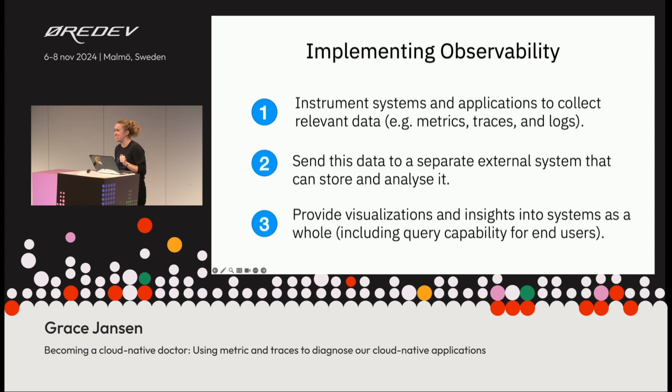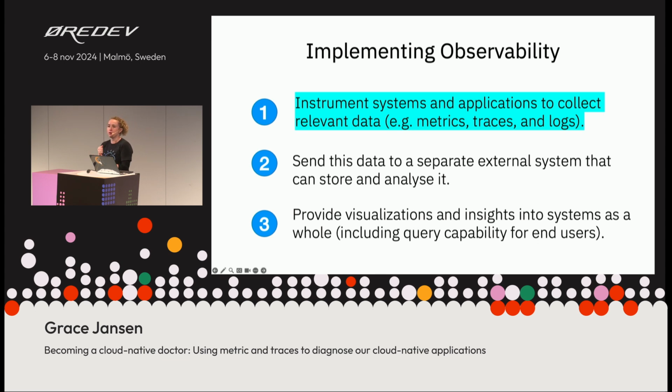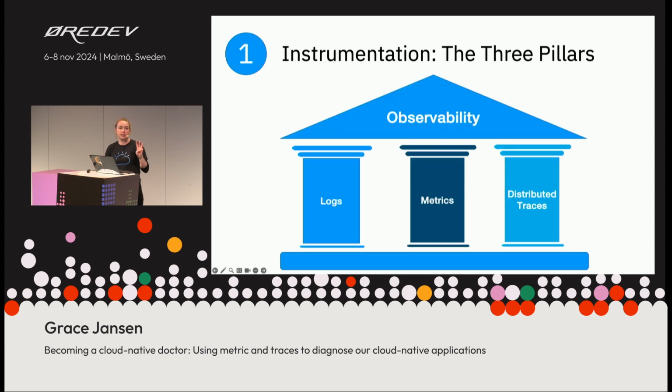Now, you'll be pleased to know, in the 40 minutes we have, we're not covering all of this, because that would be like a whole day workshop. So don't panic. We're just going to be focusing on the first step, instrumentation. So how do we effectively instrument our applications to be able to collect the data we need? And to do this, there are 3 key pillars. We've got logs, we've got metrics, and we've got distributed traces.